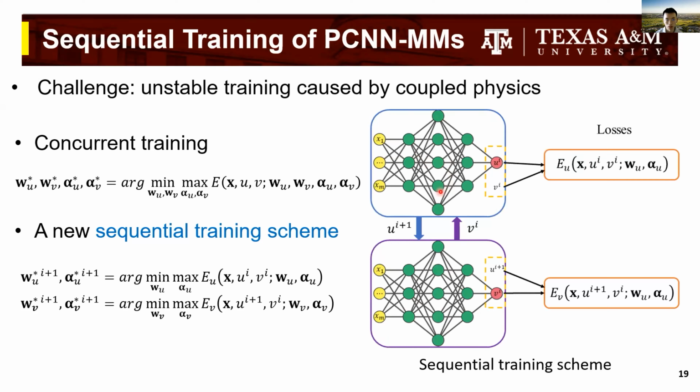In this sequential training scheme, we have two neural networks. The first neural network will be trained to predict the first physical field like U, and this physical field will be fed to the second neural network for the training of the second neural network. In this way, the multiphysics can be partially decoupled and the training can be more stable.